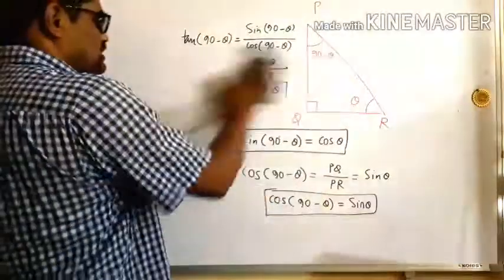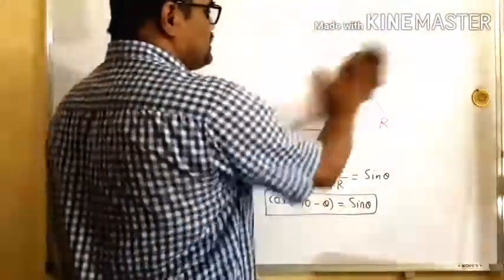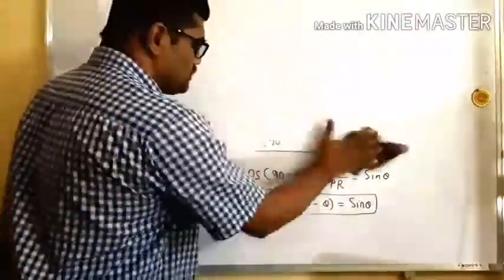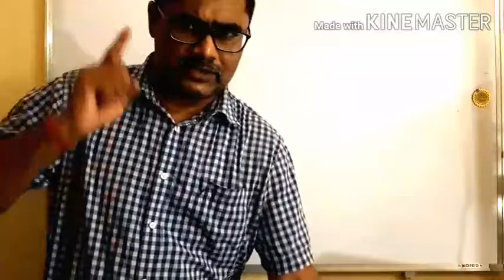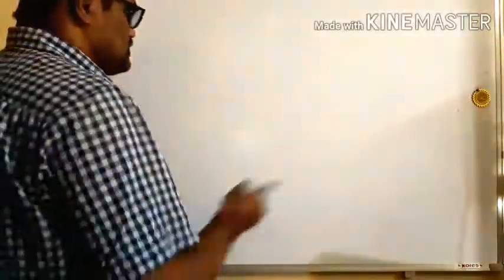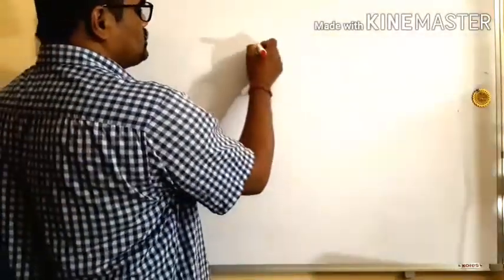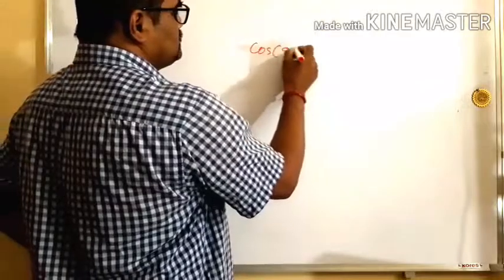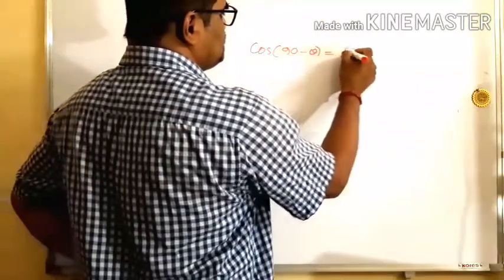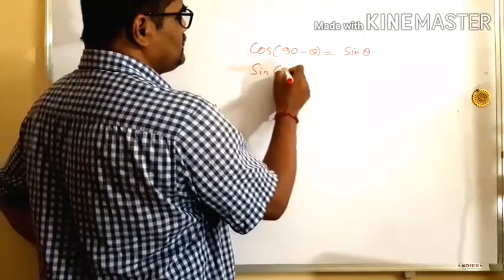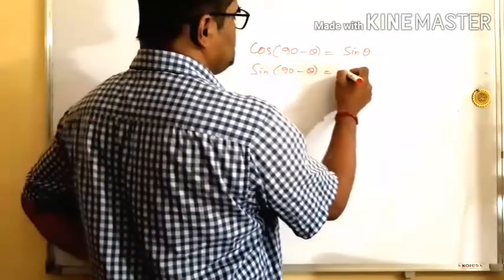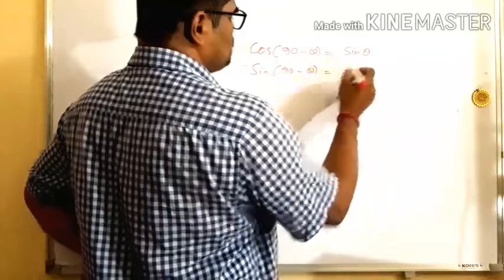Okay, so first of all, I'm going to write all the 6 ratios with their formulae, right? And then I'll be talking about the memory aid. Okay, so what we got? Cos of 90 minus theta is equal to sin theta, and then sin of 90 minus theta is equal to cos of theta.